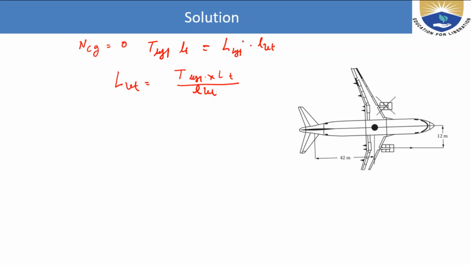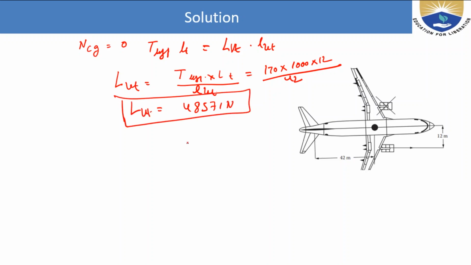So we just want to find out this L_VT. It is given that T left is 170 into 1000, into l_T equal to 12, divided by 42. You will get 48571 Newton for L_VT. This much force needs to be developed.